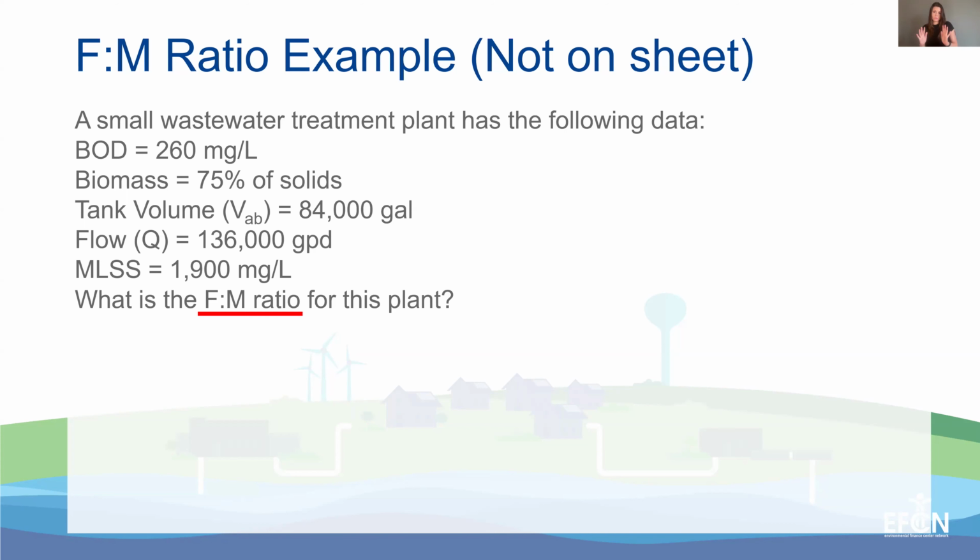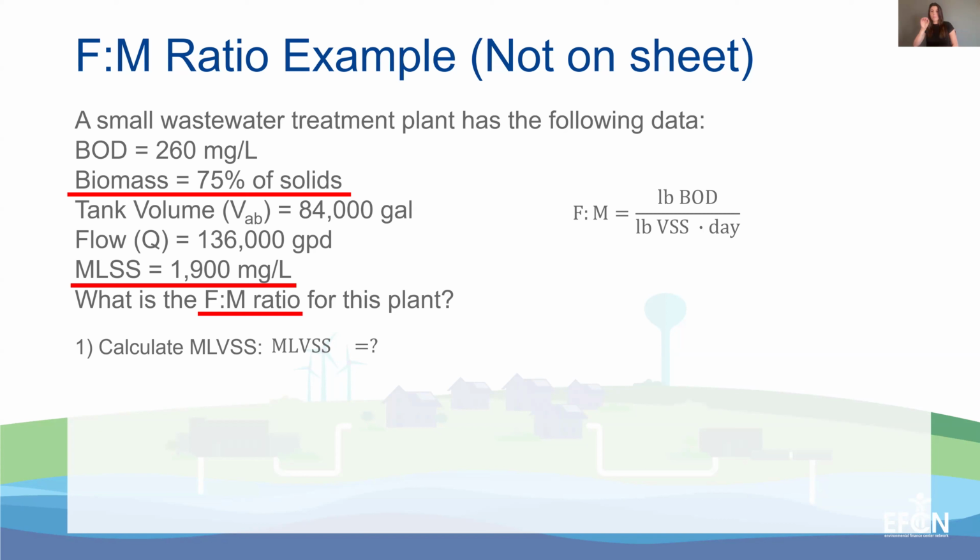So right off the top, the question is, what is the F-to-M ratio? We can underline that to identify what formula we're going to use, which is that F-to-M ratio is equal to pounds of BOD per pounds of VSS per day. And the first thing we need to do is calculate that MLVSS because we were not given it in our data. So to calculate the MLVSS, how do we do that? We multiply the percentage of solids equal to the biomass by the MLSS. So 75% of my MLSS is equal to my MLVSS.